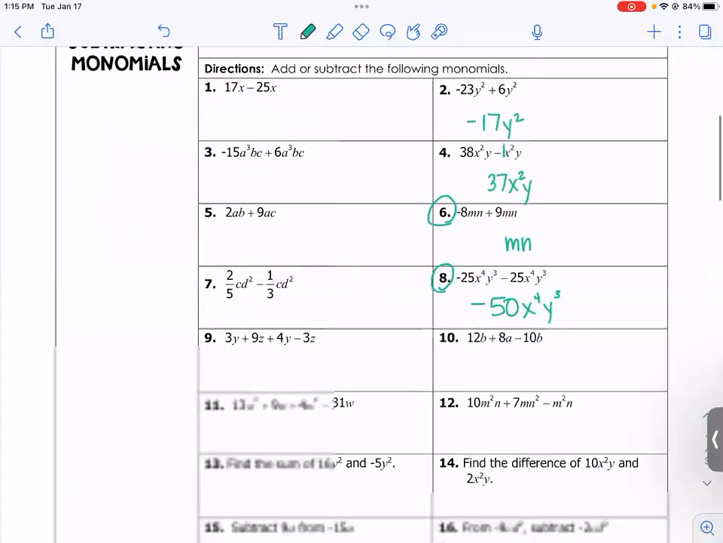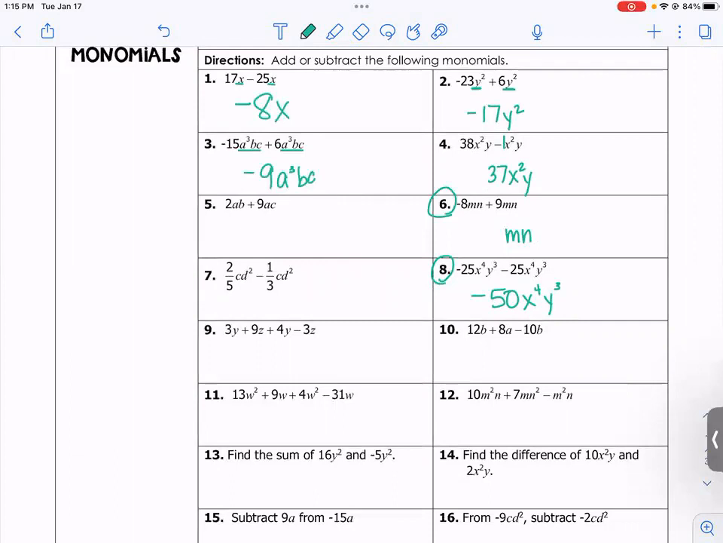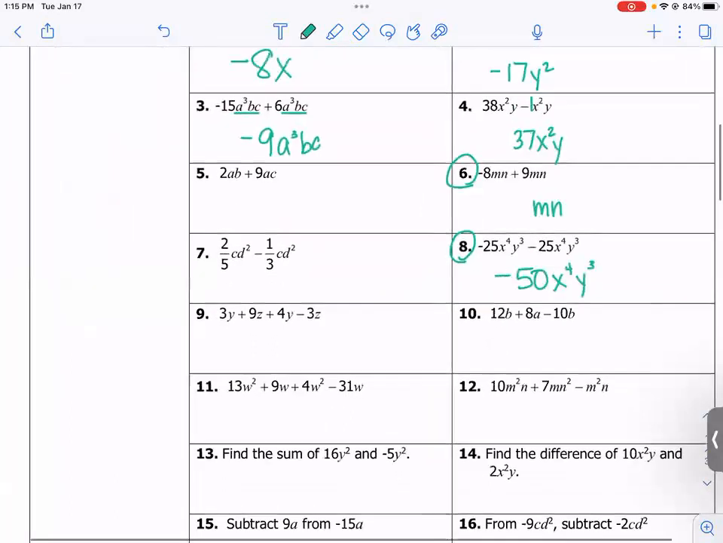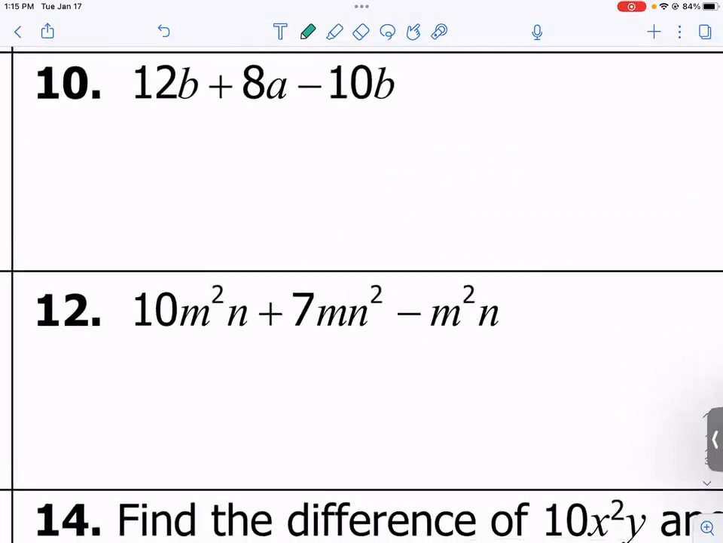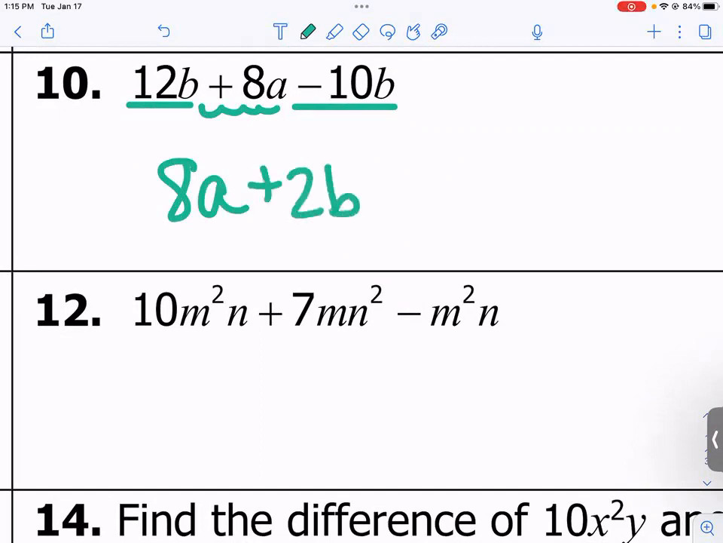All right, now let's look at the next couple examples. So what do you notice about number 10 right below it? There's a lot more. There's 3 terms. Are they all alike? No. We have B's and we have A's. So we can say 8A plus 2B. Okay.